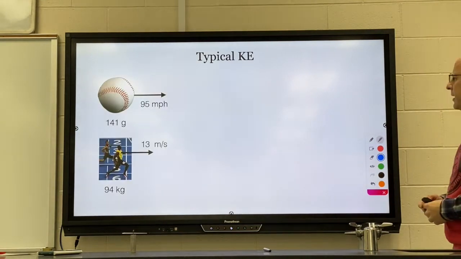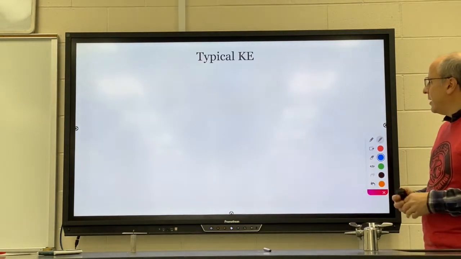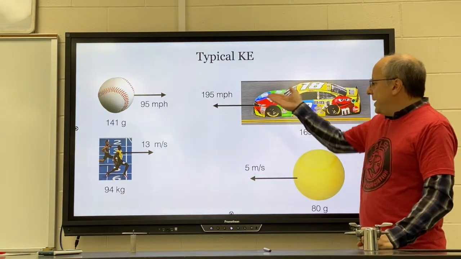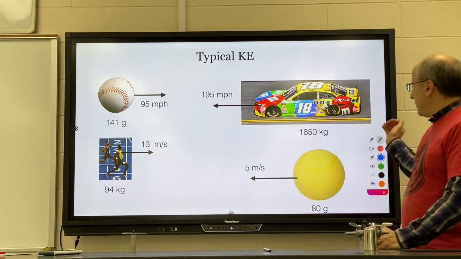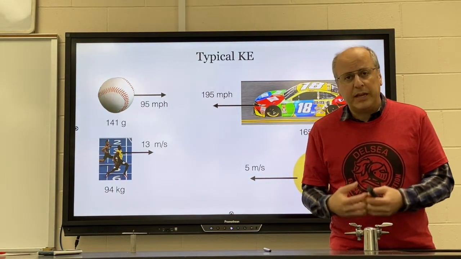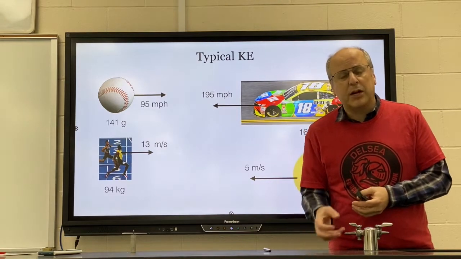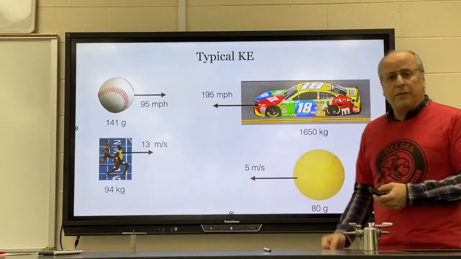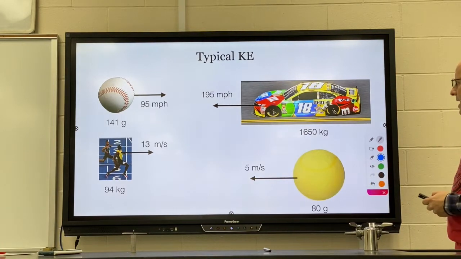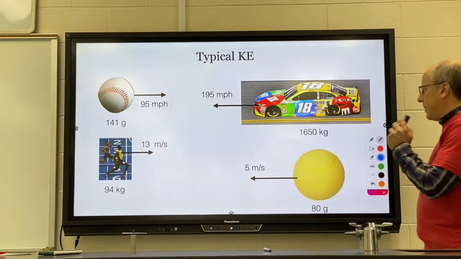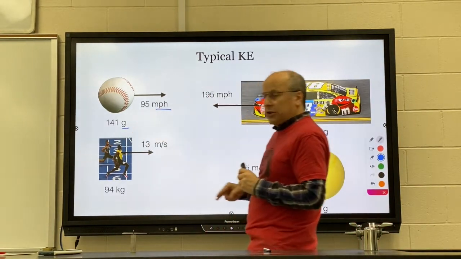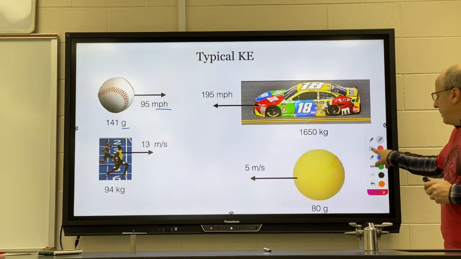I'd like you to calculate some typical kinetic energies. The same objects we used when we did momentum. So you got a baseball, Usain Bolt, a NASCAR, and a Nerf ball. And I just want you to calculate these energies so you have an idea what type of numbers are typical for objects we are familiar with. How big of a number are we going to get for these different energies? All right, remember, make sure you're in meters per second and make sure you're in kilograms when you do these. Pause if you need to.